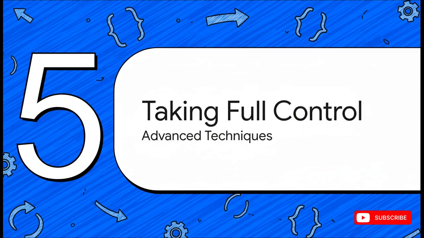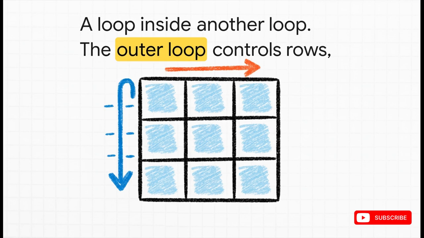All right, so we've got the 4 main tools down. Now let's look at how we can really take full control and start fine-tuning our loops with a couple of more advanced tricks. Did you know you can put a loop inside of another loop? It's kind of like loopception. This is called a nested loop, and it's amazing for working with anything that looks like a grid or a matrix. Think spreadsheets or game boards.